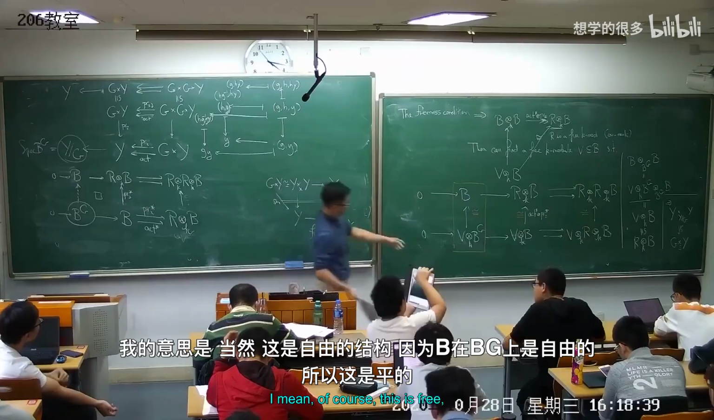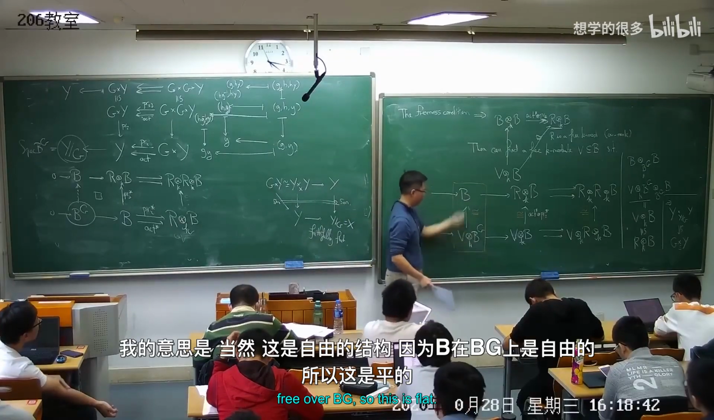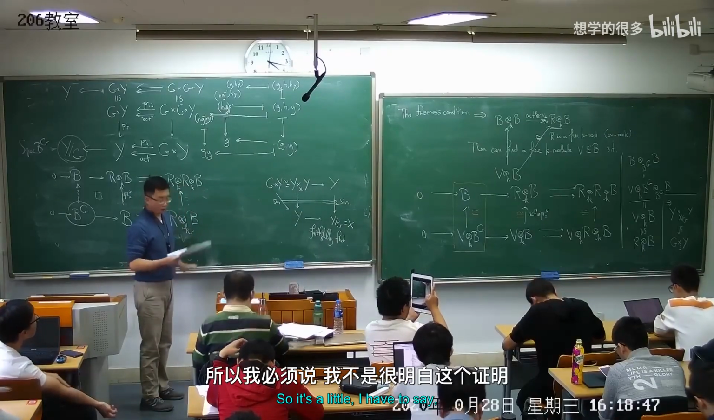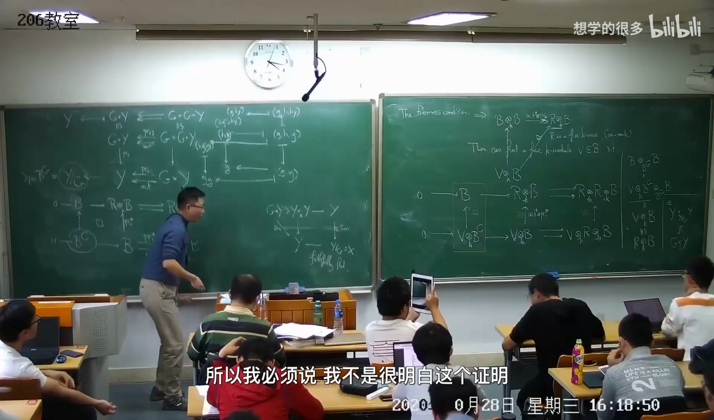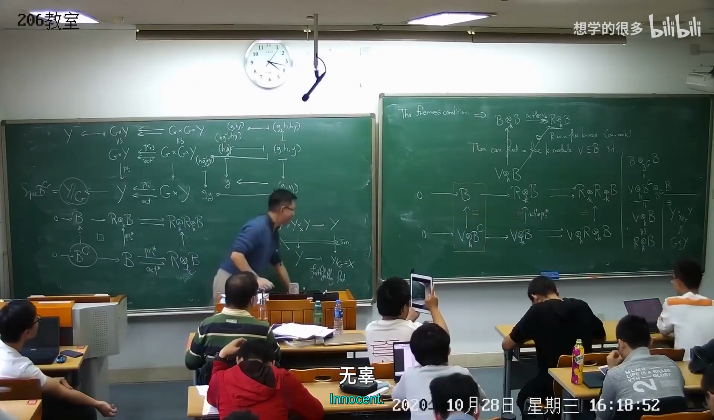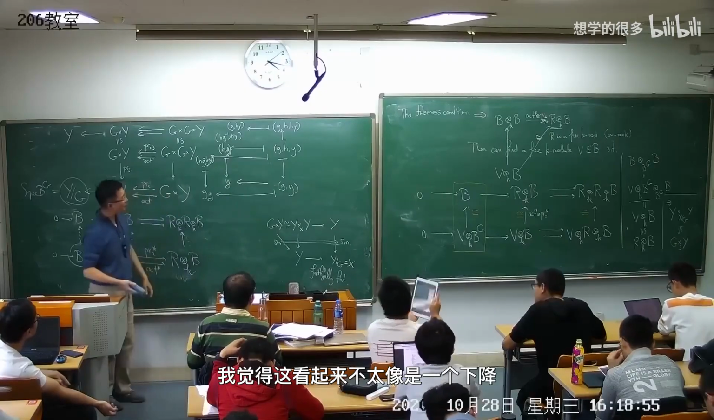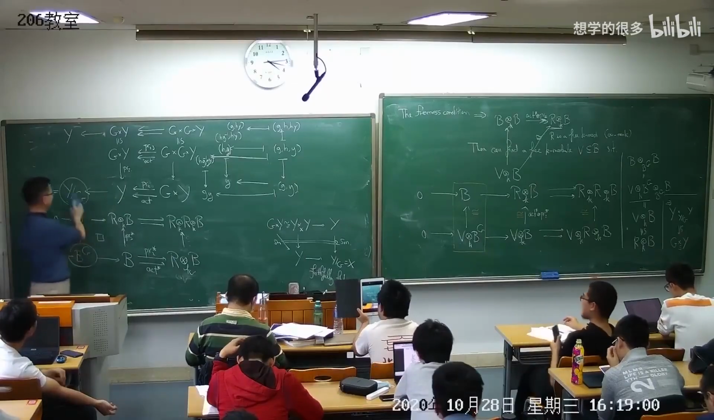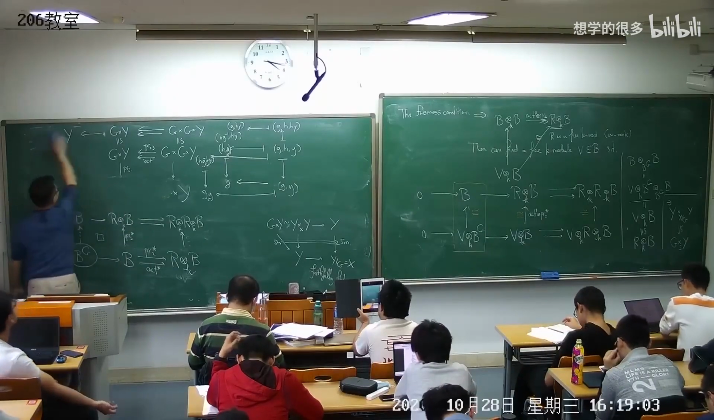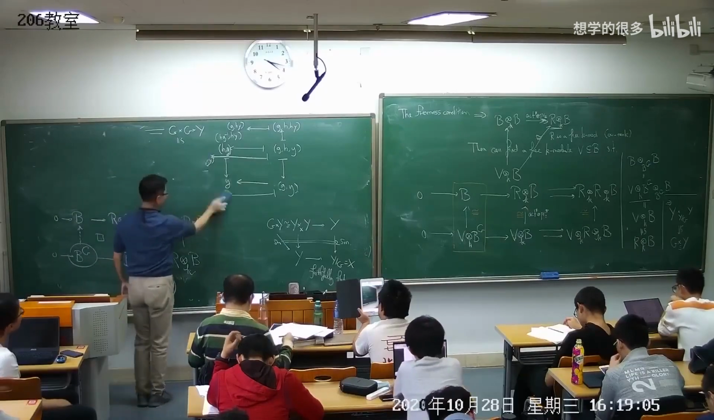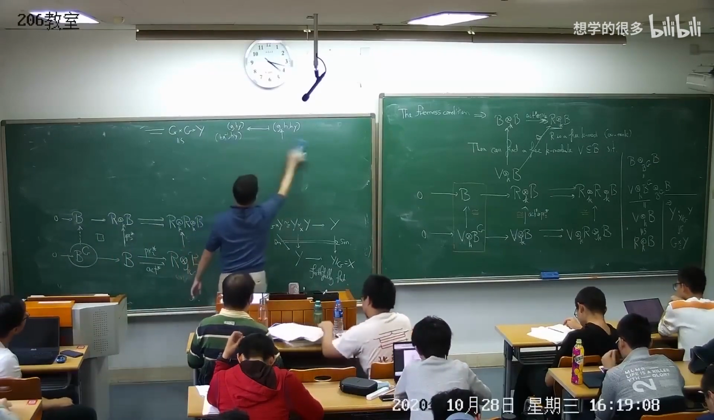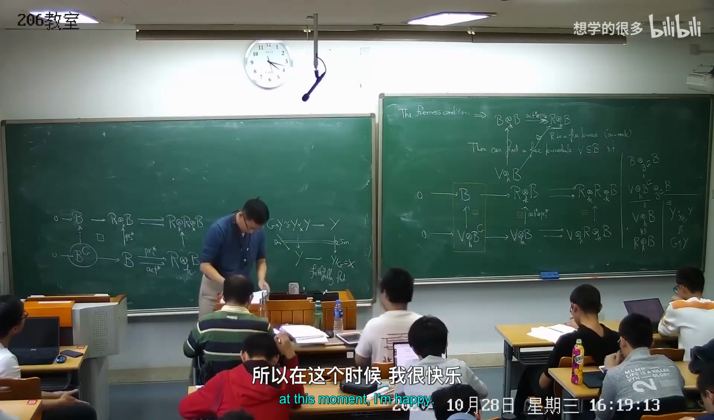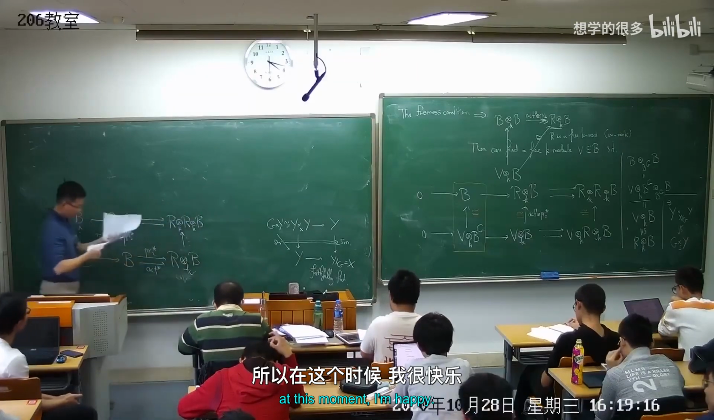Of course, this is free because B is free over BG, so this is flat, and also basically flat. I have to say I don't quite understand this proof. It doesn't look like a descent. So it's not a descent, it's a quotient. Good. So at least at this moment I'm happy.